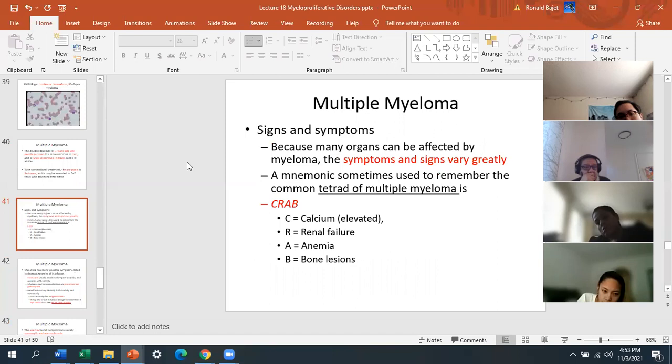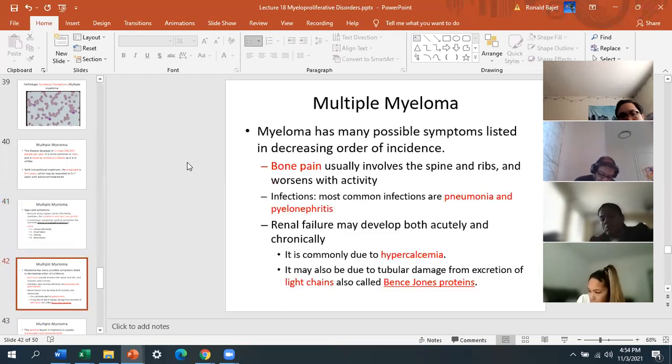All right, signs and symptoms of multiple myeloma. Here's the acronym that you need to know, and it's CRAB. C stands for elevated calcium, R stands for renal failure, A stands for anemia, and B stands for bone lesions. The patient gets bone pain because it involves the spine and the ribs, and it worsens with activity. So this patient is in a lot of pain, and he's pretty miserable. He's going through a lot of pain and very, very uncomfortable.